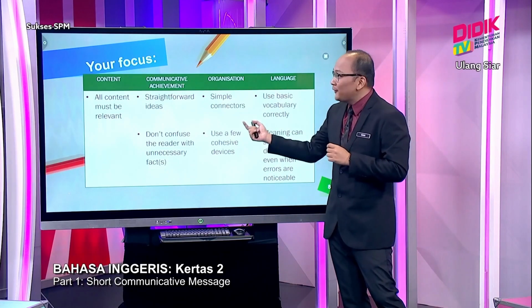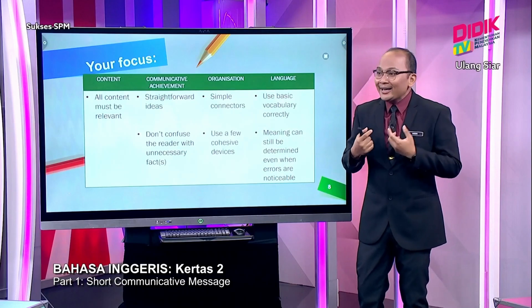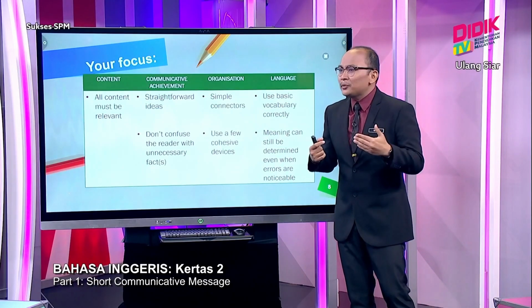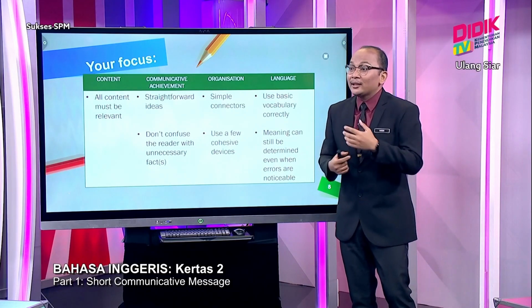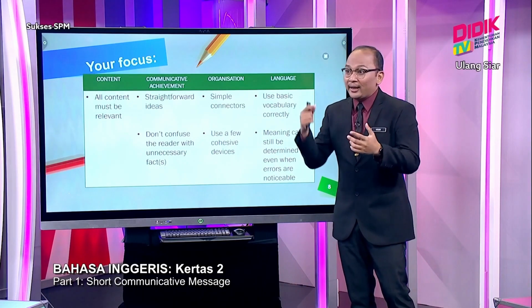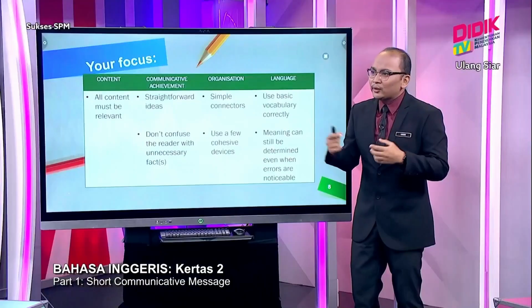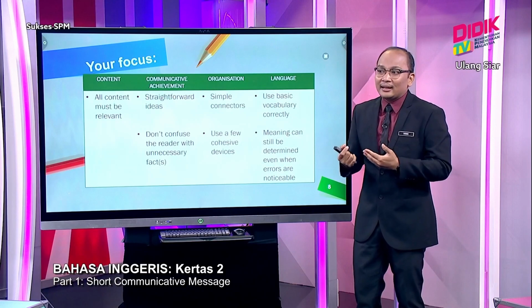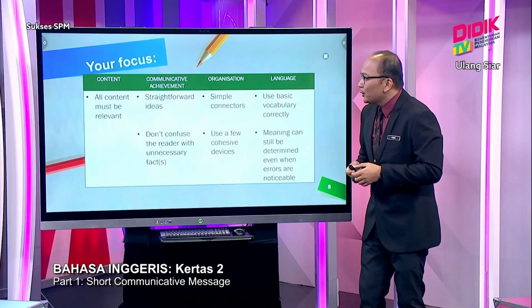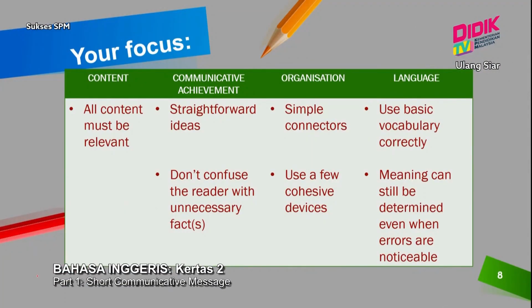And for communicative achievement, use straightforward ideas. Don't go beating around the bush or writing nonsense, because for part 1 you need to be straightforward. Do not try to elaborate so much, because that may take more time as well, which is a factor because we need to write 3 parts. Also, under communicative achievement, don't confuse the reader with unnecessary facts. The things which are unnecessary, please don't put them there.